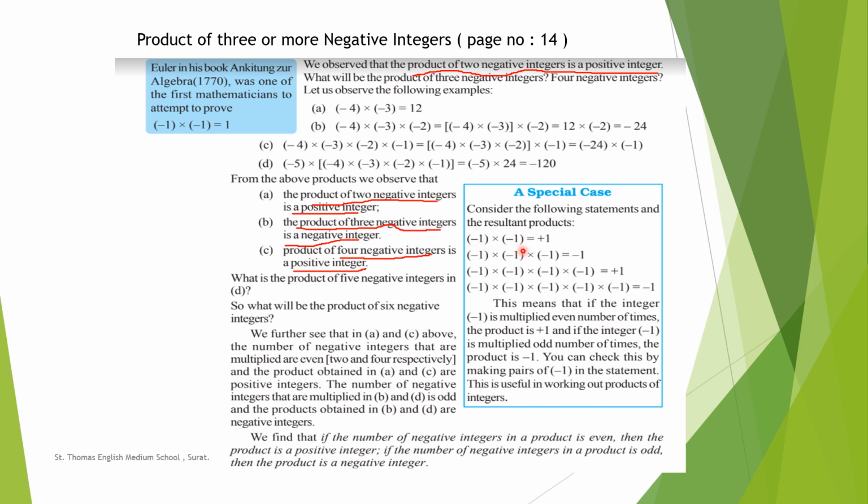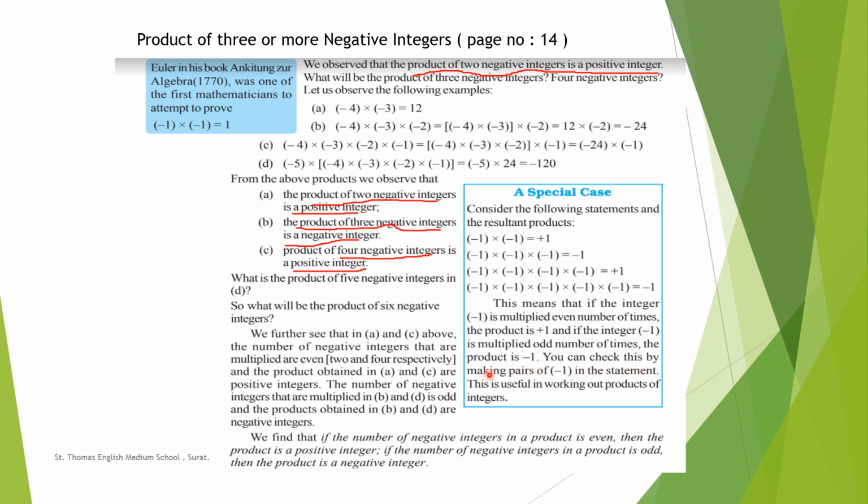Minus 1 into minus 1, that is plus 1. Minus 1 into minus 1 into minus 1, that is 3 times, right? That is odd. So the answer is minus 1. Minus 1 into minus 1 into minus 1 into minus 1, that is how many times? 4 times. It is an even number of times. Again the answer is positive. And 5 times multiplied, you will get minus 1. This means that if the integer minus 1 is multiplied an even number of times, the product is plus 1. And if the integer minus 1 is multiplied an odd number of times, the product is minus 1.